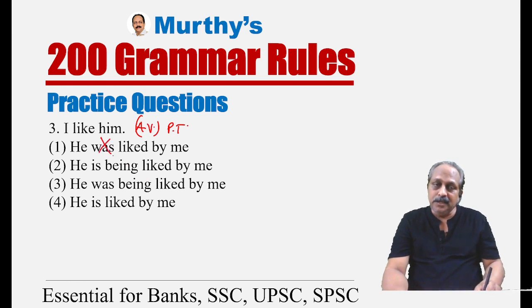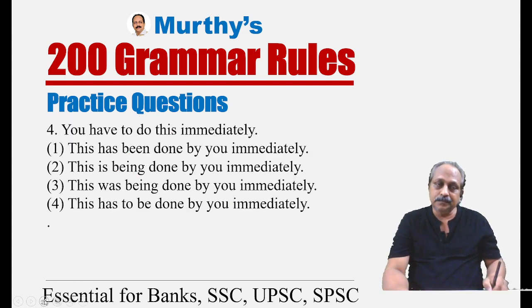Based on that, was is ruled out. Being goes only with a continuous tense, so ruled out. He is being, again, being not correct. I like him. He is liked by me. He is plus verb past participle form. Answer is the fourth option.